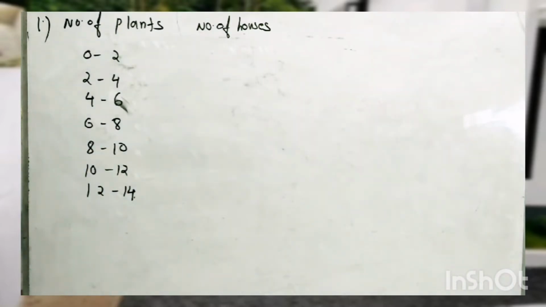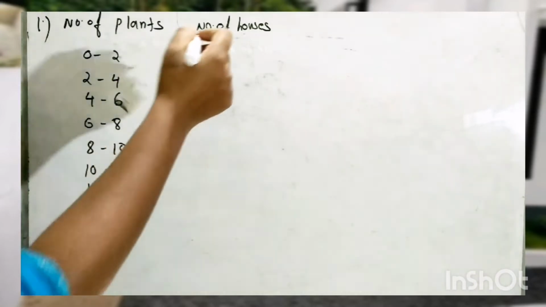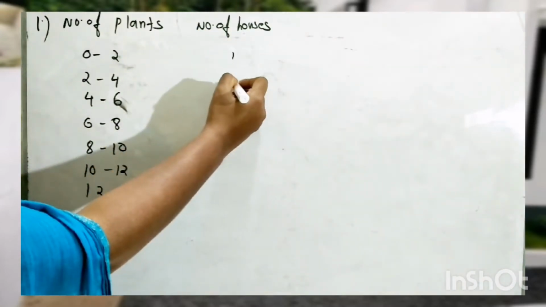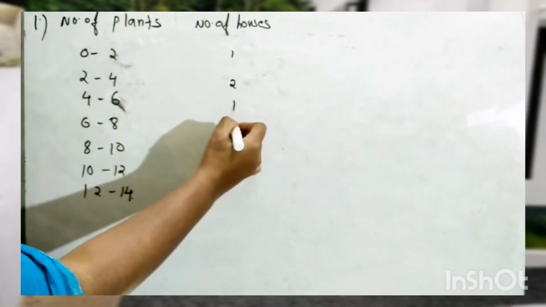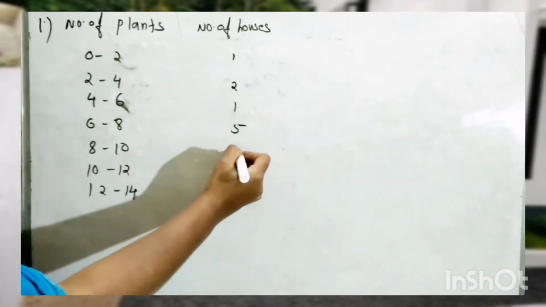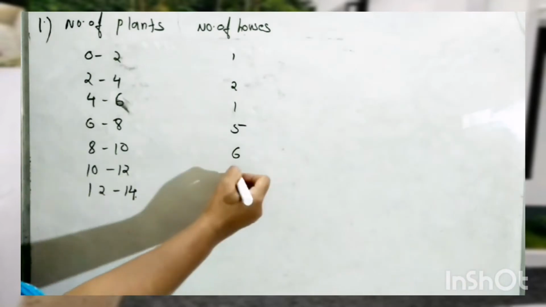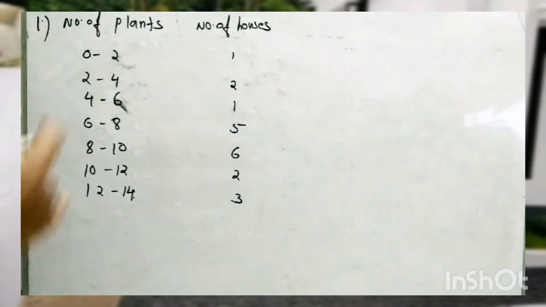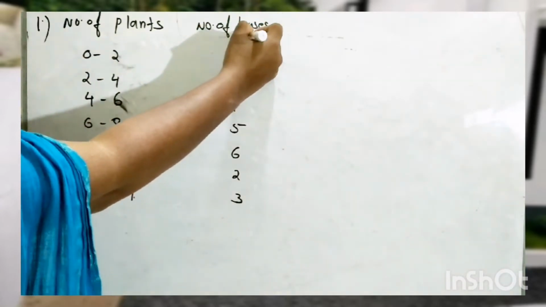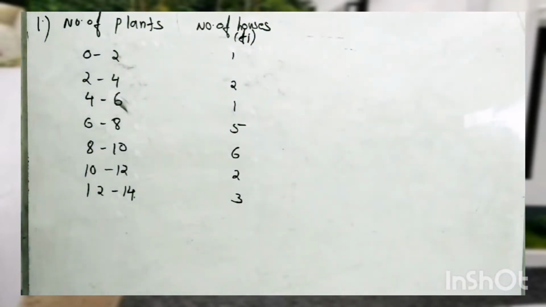The given information is in the form of class intervals. Number of houses: 1, 2, 1, 5, 6, 2, 3. This is our given information. The number of houses, that means fi.